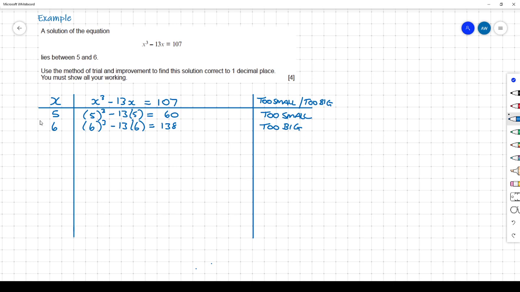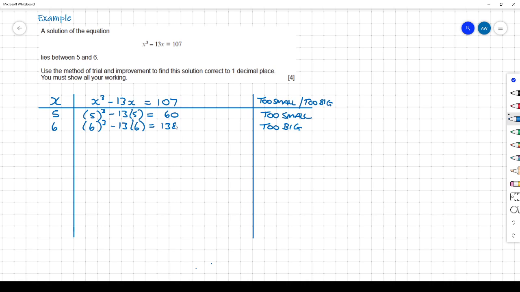So this is why they told us that the solution to the equation lies between 5 and 6, because the value of 5 gave us an answer that was too small, and the value of 6 gave us an answer that was too big. So the value of x that is going to work in this equation and give us an answer close to 107 must be between 5 and 6, because 5 gave me an answer of 60 and 6 gave me an answer of 138. Smaller than 107, bigger than 107. Okay, so we understand that.